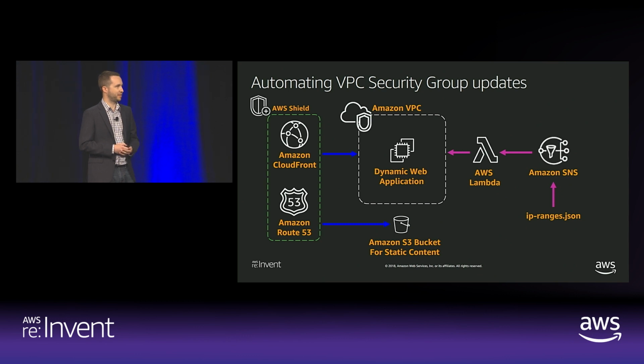That SNS topic is managed by AWS. You don't have to build it yourself. And you're going to use that so that every time we update the IP ranges on our network, your VPC security group is automatically updated. In that way, in near real time, you're only accepting traffic from known Amazon CloudFront IP ranges.